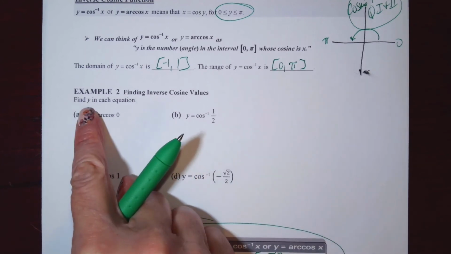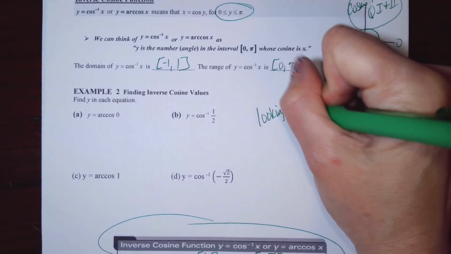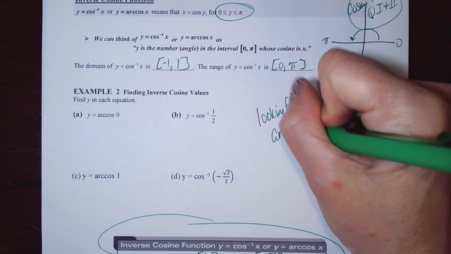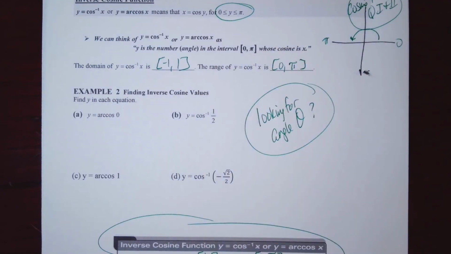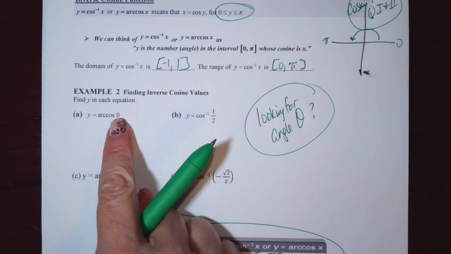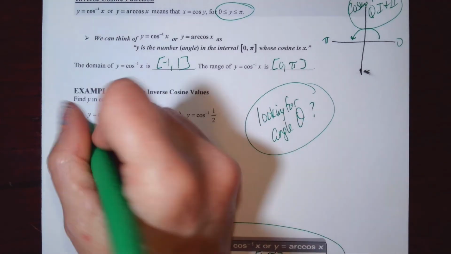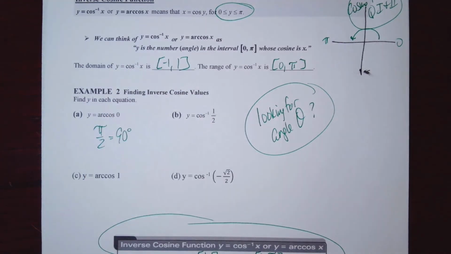When I'm solving for y, I'm solving for the angle. I am looking for the angle theta or x. That's what I'm solving for. I'm giving you a function value. My cosine function value is 0. At what angle is cosine 0? Well, cosine is 0 at pi/2, which is the same thing as 90 degrees.